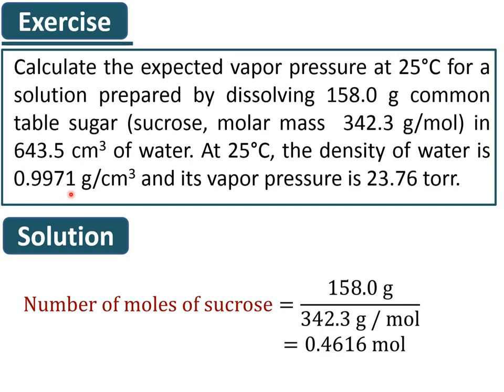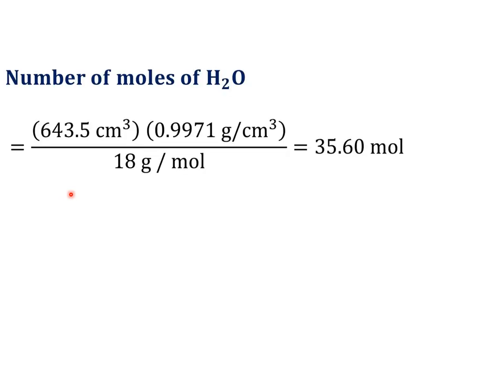This is the volume of water. So you multiply the density with the volume to calculate the mass, divided by 18. And this is the procedure: the number of moles of sucrose is 0.4 mole. And this is the number of moles of water. As I said, you multiply the volume with the density, and then you divide by 18 to get 35.6 mole.